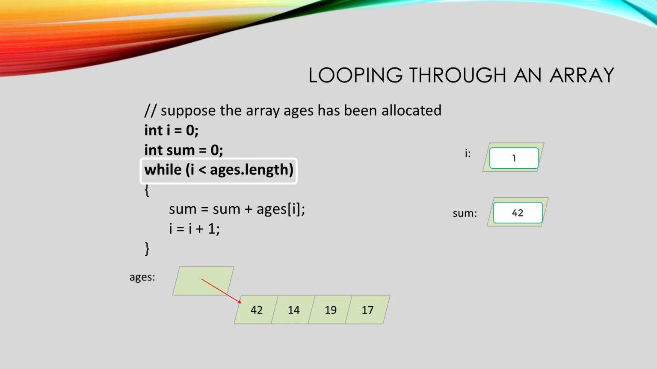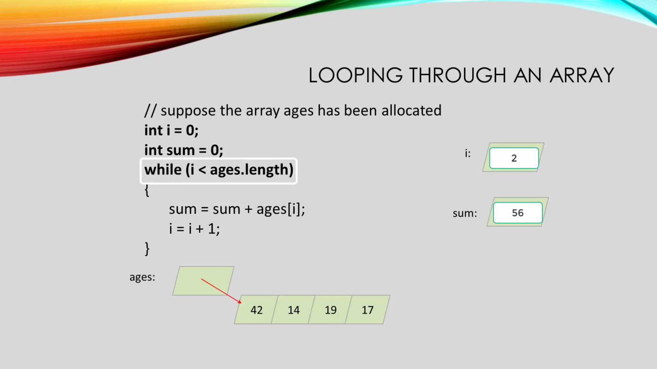It asks, is i less than ages.length? And 1 is less than 4, so it goes into the loop again. This time, this assignment statement is going to evaluate sum and get 42. Then it's going to evaluate ages sub i. i is 1, so that's going to look in the 1th position of the array and get a 14. It's going to add the 42 and the 14, getting 56, and store that at sum. Then it's going to increment i and go back to the top of the loop again.